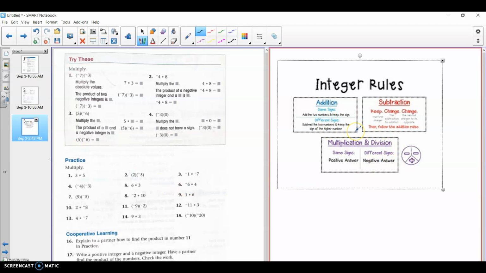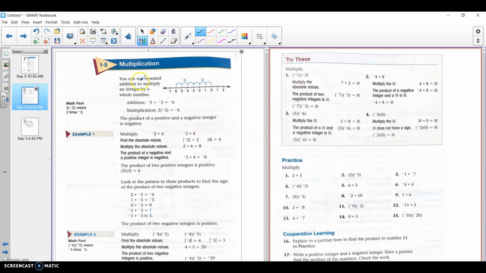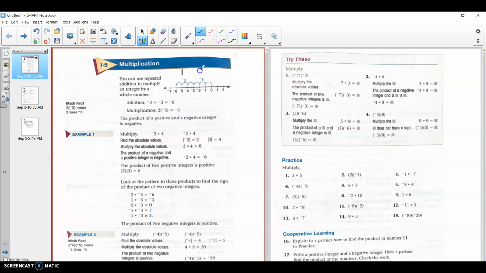This integer rules page, even though it's different here than what we have in our interactive notebook, the same rules apply. You can use repeated addition to multiply an integer by a whole number. If you have -3 plus -3, it's going to equal -6. In other words, you have one set of -3 and a second set of -3. So two sets of -3 is still going to give you the same answer. Repeated addition is multiplication.